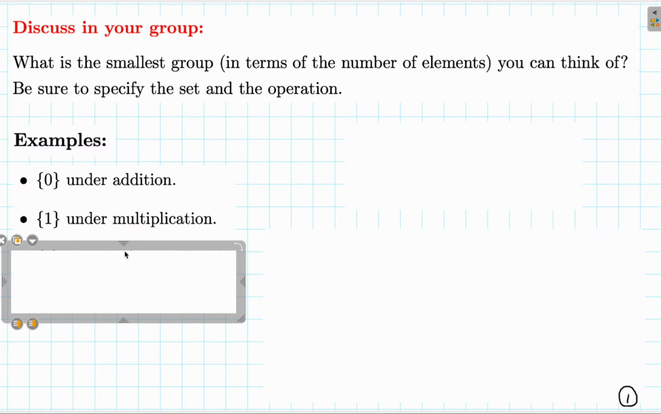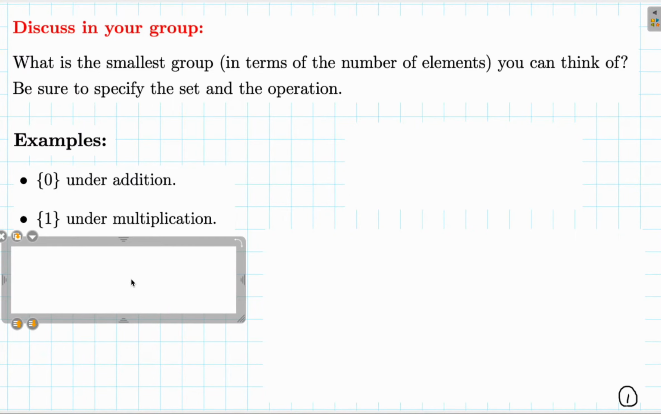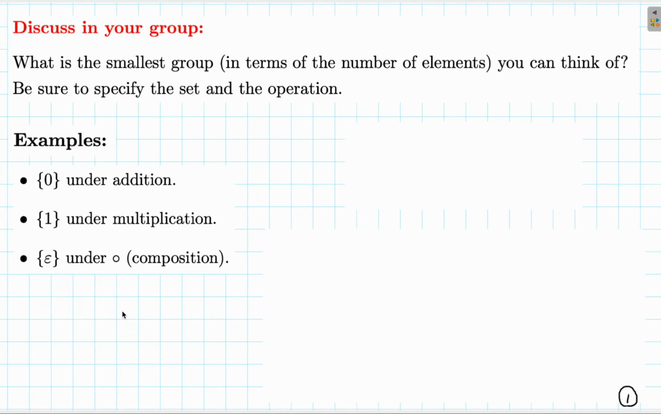Here's another set with just one element containing 1 under multiplication. And we can think of 1 as a real number. Or the epsilon element under composition. And we can view that epsilon as a symmetry of a square, perhaps, or a permutation. And so every group has to have at least one element, the identity element, and we claim that we can get away with just one.